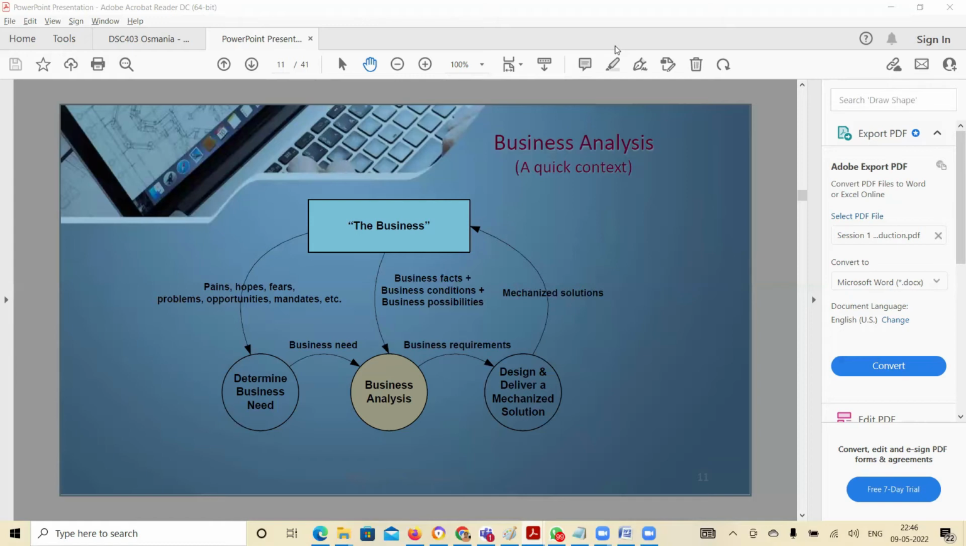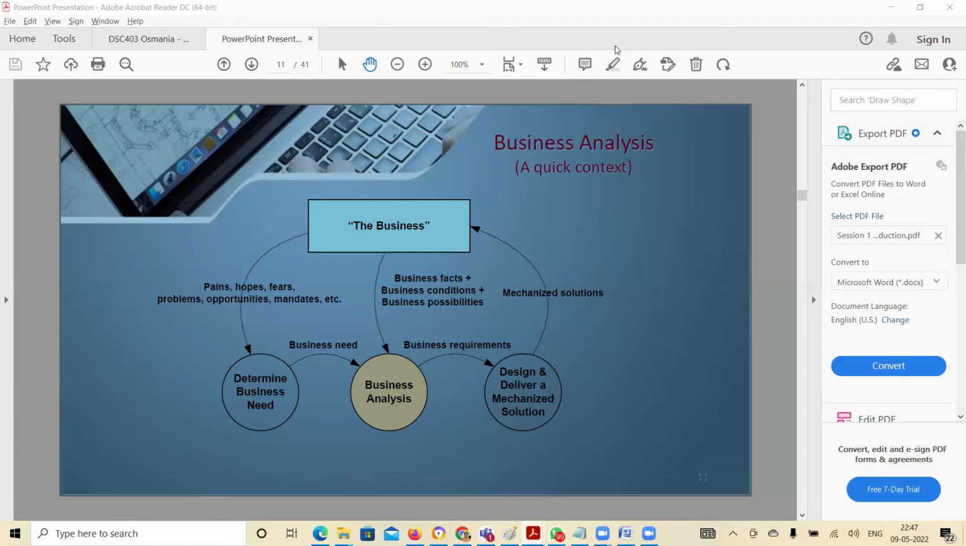So a business will have need. Every business has need, whether it's a startup or number one or struggling companies. Because of these reasons, pains, hopes, fears, problems, opportunities, mandates, etc., will create need for business. So that need, okay, so there's a need. Now there will be some requirements. What are the requirements? A business fact.